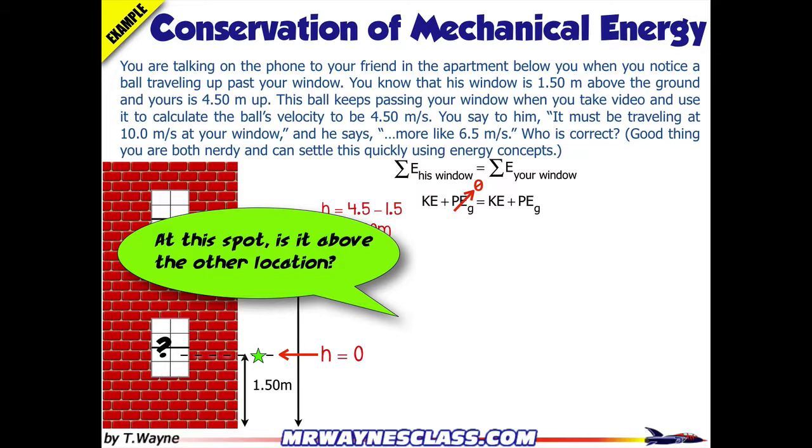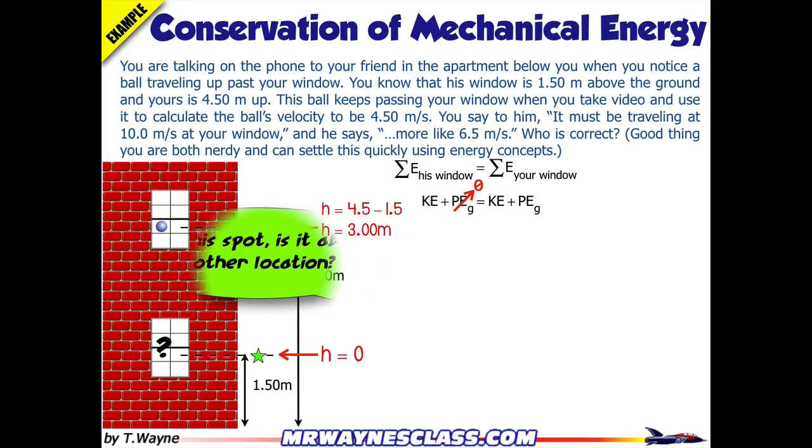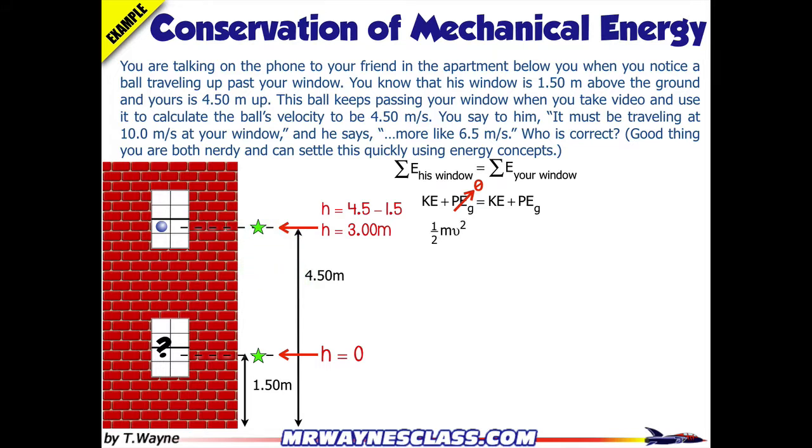Now you put in the formulas for kinetic and potential energy. So it becomes 1/2 mv squared is equal to 1/2 mv squared plus mgh. It'd be very tempting to subtract out the 1/2 mv squared from each side, but you cannot do that because they're different velocities. One's the velocity at his window, and one's the velocity at your window.